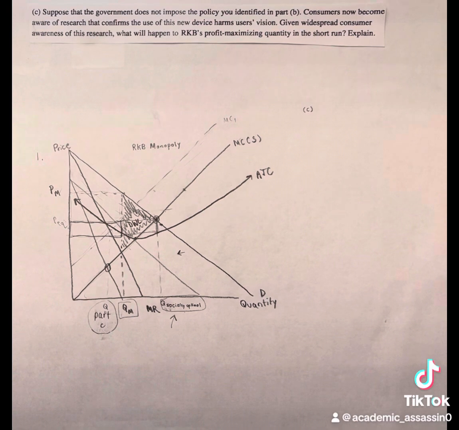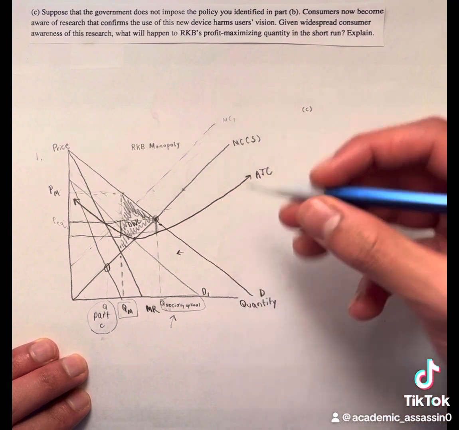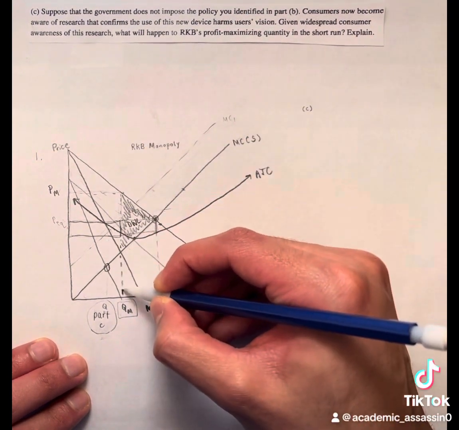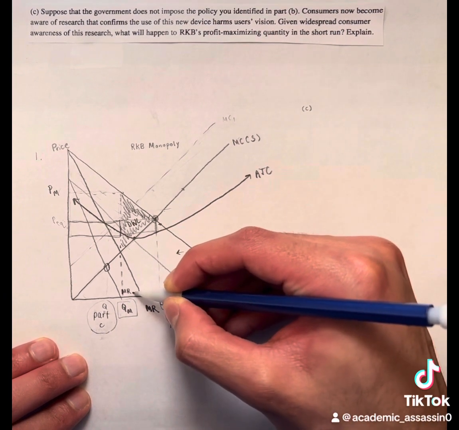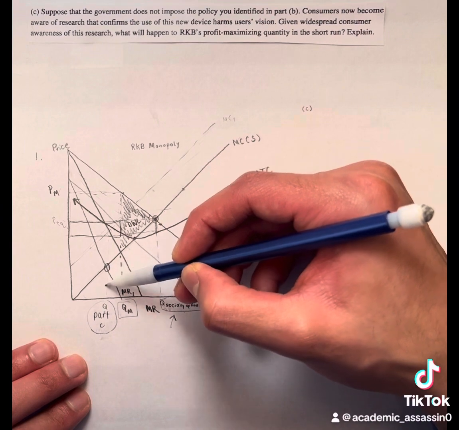For part C, consumers become aware of research that confirms this device that RKB produces harms people's health. And so obviously that's going to cause demand to shift left. And so this would be your new demand curve. And that would actually cause your marginal revenue curve to decrease as well. And so you always produce where MR equals MC, which means that your quantity is going to decrease.